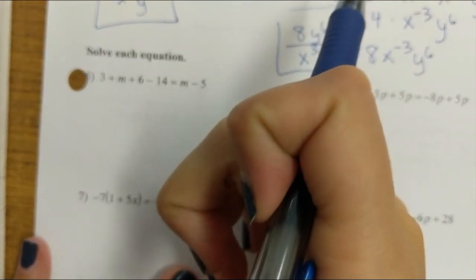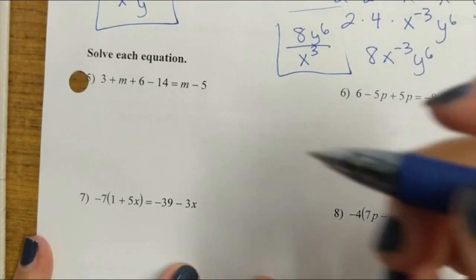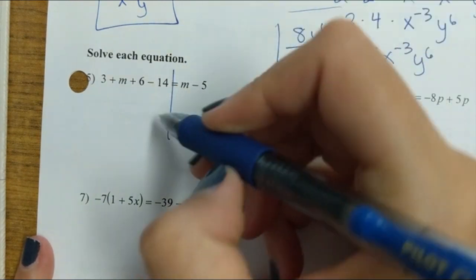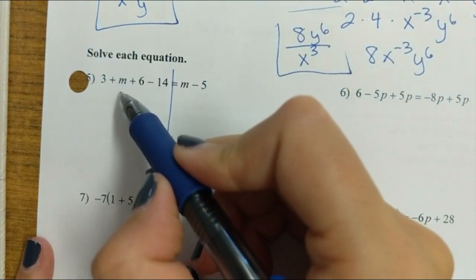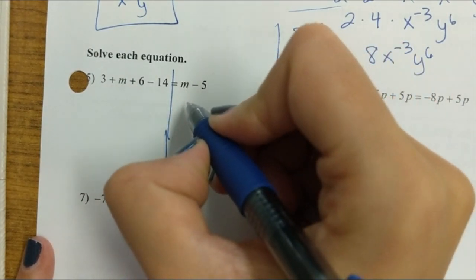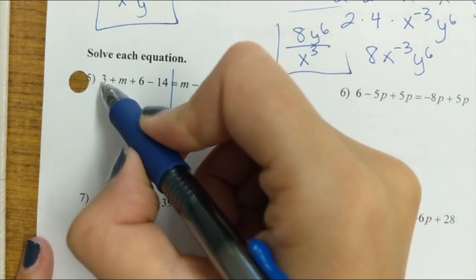All right, number 5 actually is a special case, so I'm going to do this one. I'm going to draw a line. This is the left side of the equal sign. This is the right side. Okay, get the m's together. Well, first let's combine like terms on the left side.